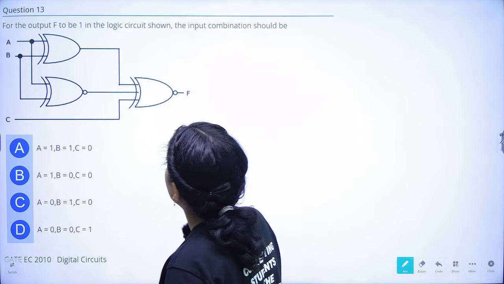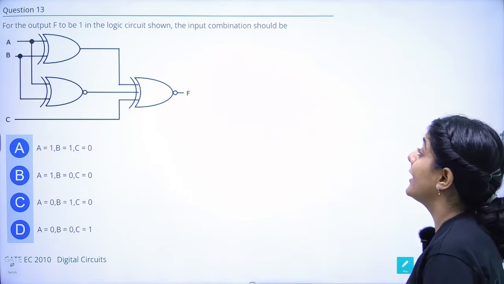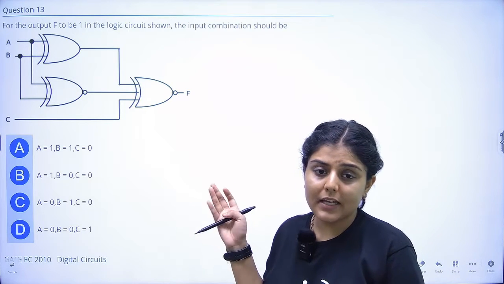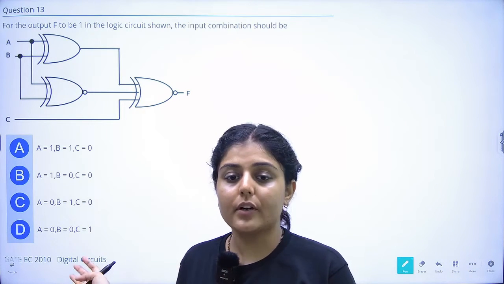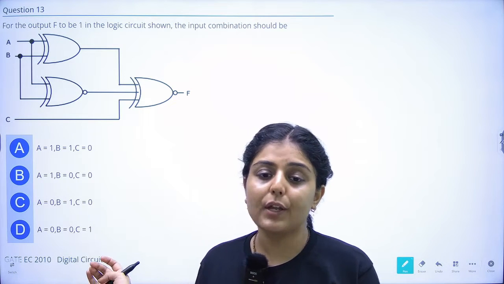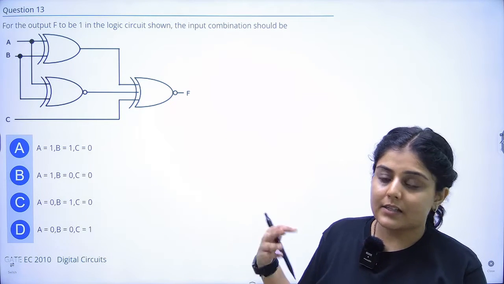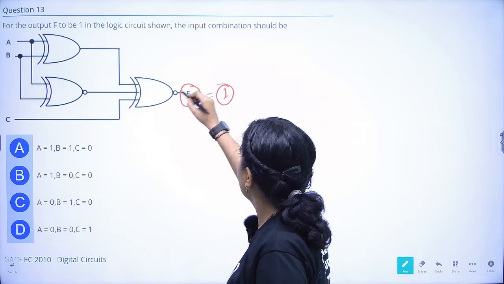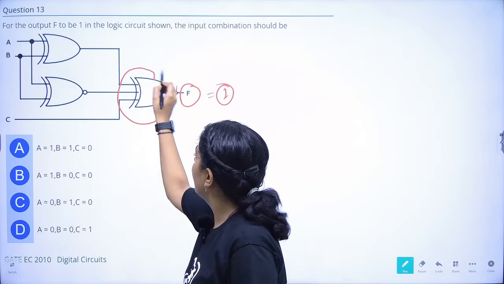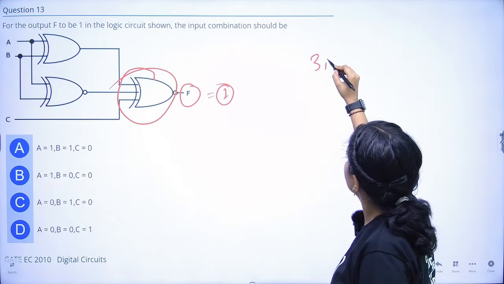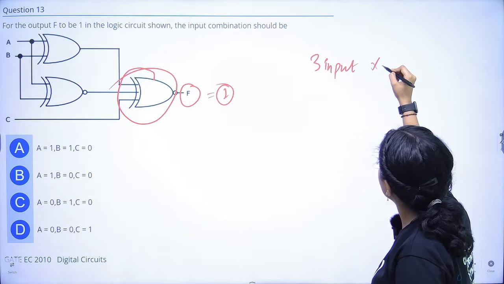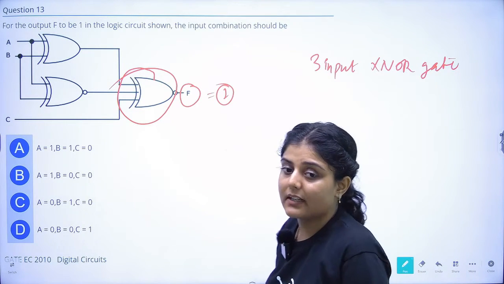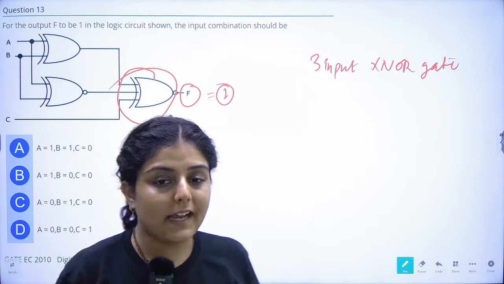Okay, for the output f to be equal to 1 in the logic circuit shown, what should the input combination be? A, B, C are 3 inputs to this circuit, and they are asking you to find the input combination for which f is equal to 1. Now what is f? It is a 3 input XNOR gate. Now there are very special things about XNOR and XOR gates.